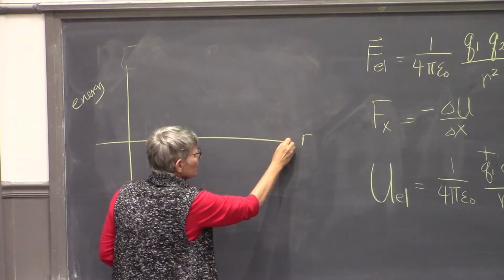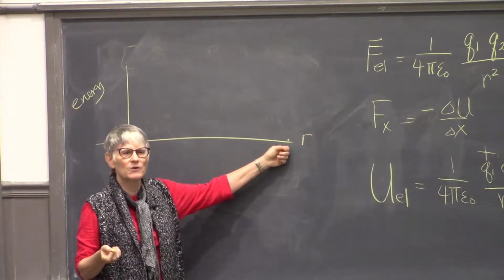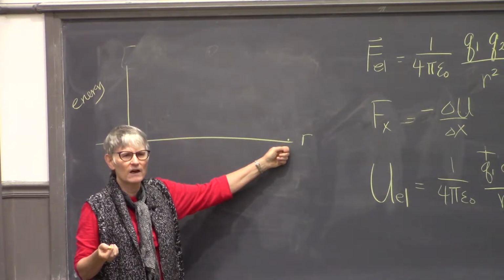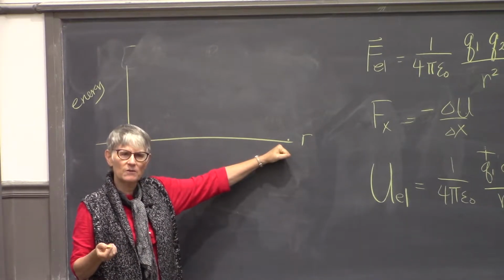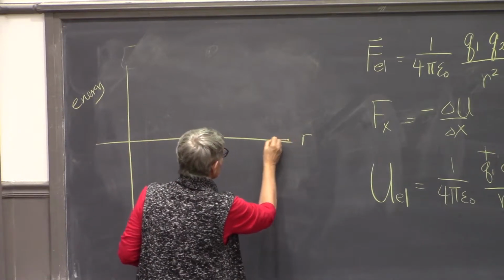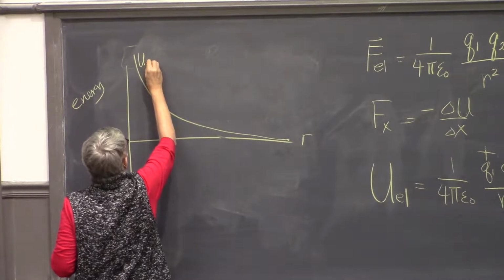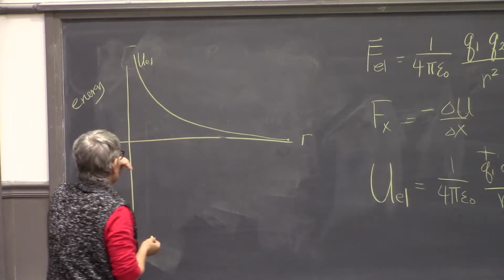What you do is you pick locations where you know something and put a point and then figure out what happens to the graph. So we know it has to go to 0 at big distance. We know it has to be positive. We know it has to get really big as they get close together. So that has to be the electric potential energy.